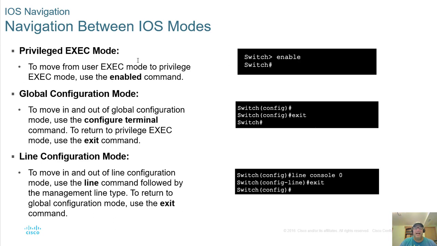Here's some privileged exec. How do I get from user exec into privileged exec? Use the keyword enable. How do I get out of privileged exec? Or how do I get out of global config? Use the keyword exit. Type in exit, press enter. You will leave global config or you will leave privileged exec mode. Okay, so pretty cool. So you can see here, I'm in global config. Someone typed in line console 0 and it took me into line config mode. Oh, I don't want to be there. Type in exit, it takes you back.